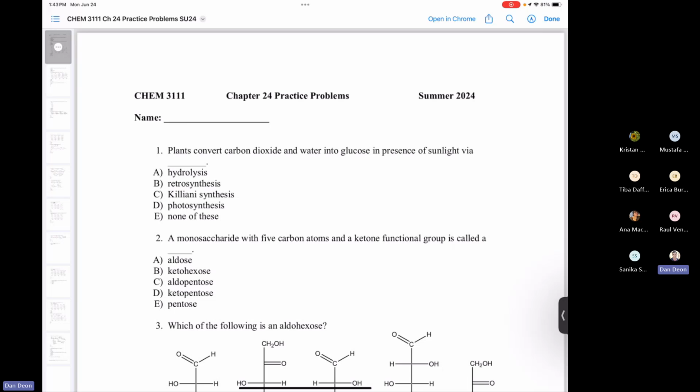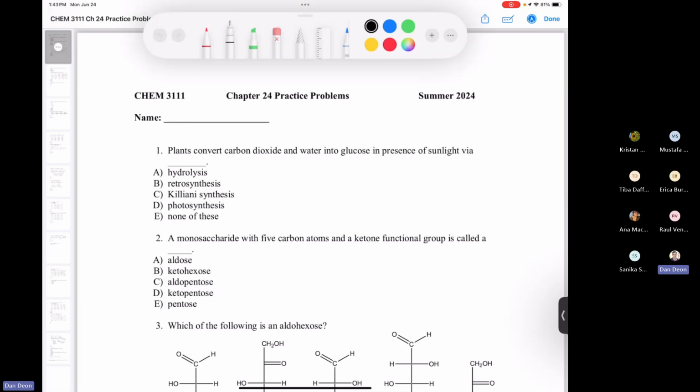Okay, chapter 24, practice problems. Let's go through some of these. So start with putting your name on it. All right, so it says plants convert CO2 and water into glucose in the presence of sunlight via, I think you guys know this one, you would have learned it in grade school, and that is photosynthesis. So photosynthesis is when plants take CO2 and water and convert it into glucose.